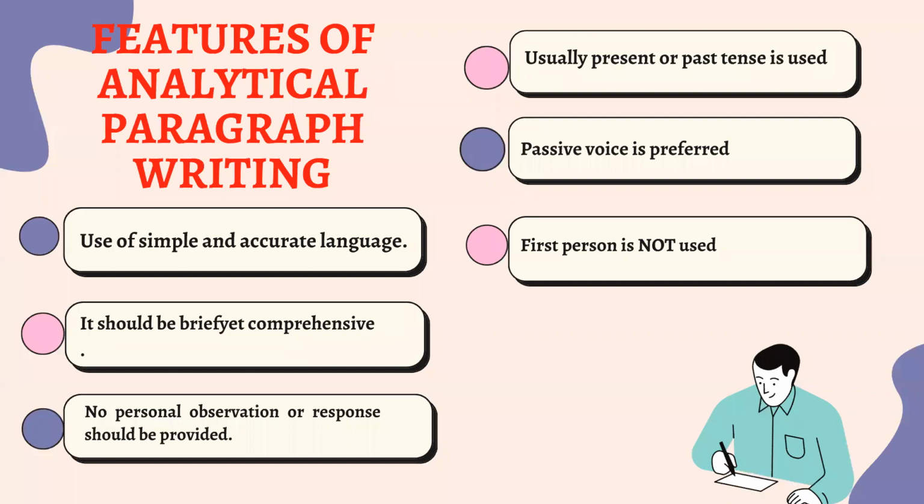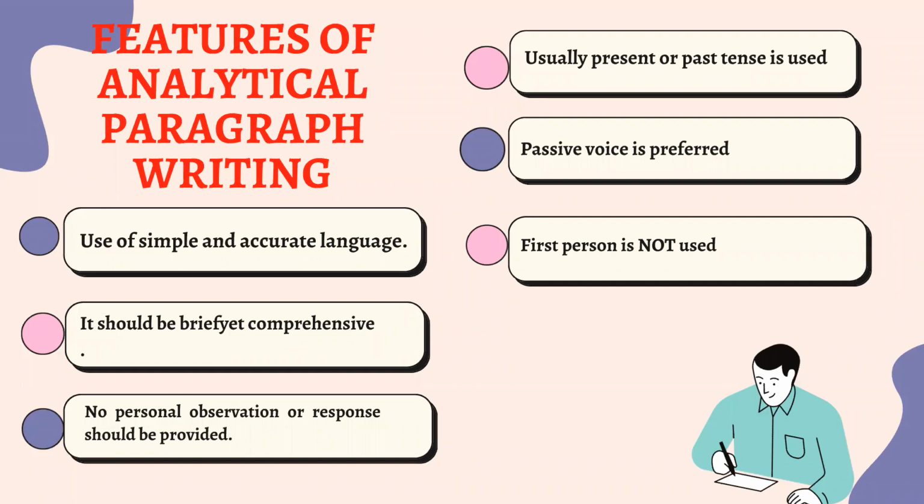Okay, so again, for us, the educators, as well as for our learners, we need to tell them what are the features of an analytical paragraph. Fine, we have to use simple and accurate language. It should be brief, and yet it should cover all the aspects of whatever has been put up to them, whether it is a problem or a premise or some infographic given to them, or in the form of a pie chart, line graph, etc.